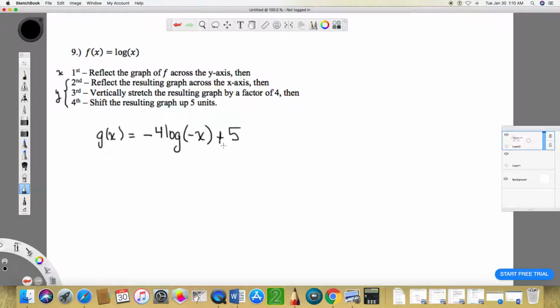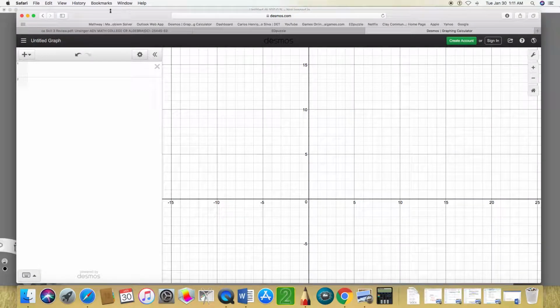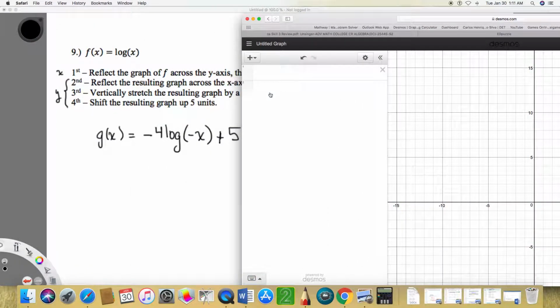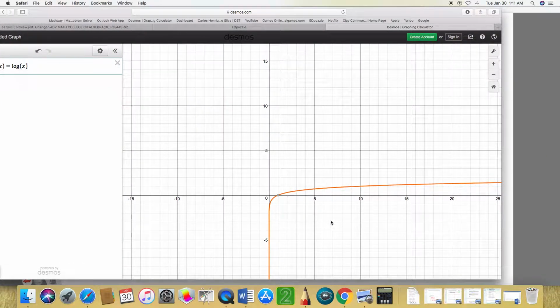So this is our final answer, and you can check this final answer by using that Desmos graphing calculator. You don't have to, but I think that's cool to see the actual transformations. So here's the graph of our log function. So there's the parent function.